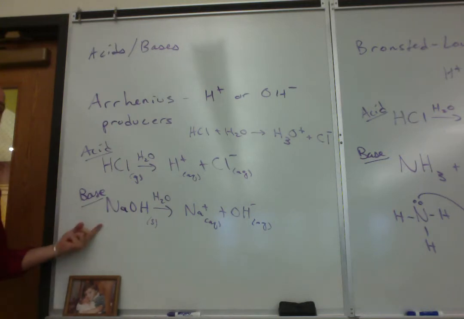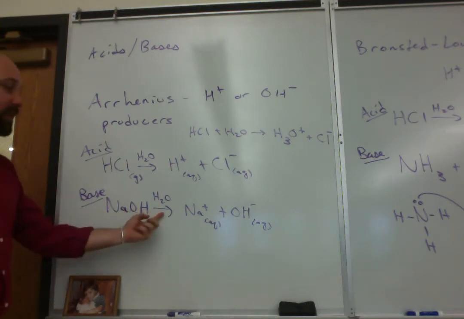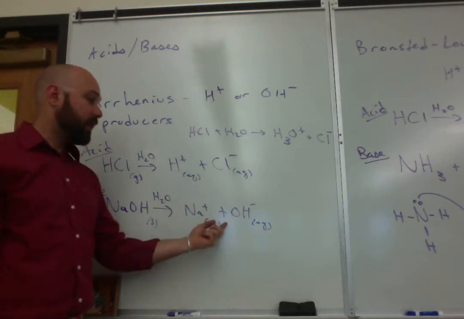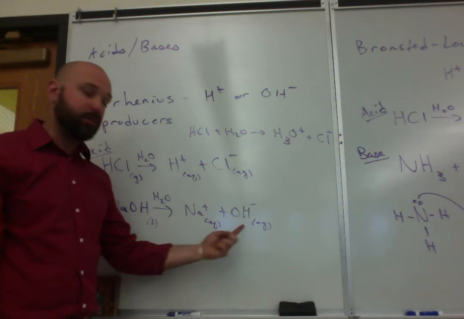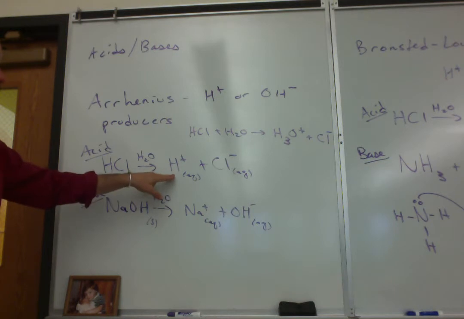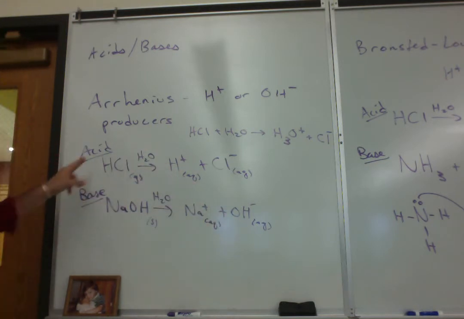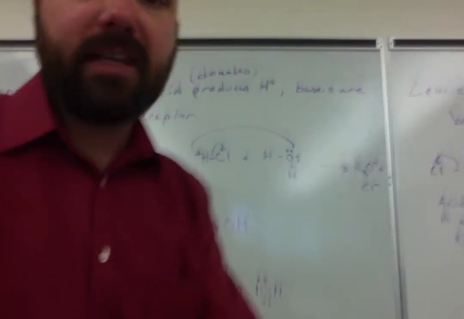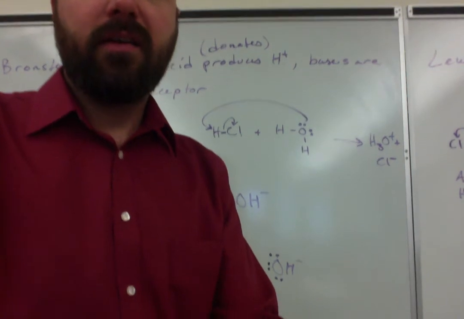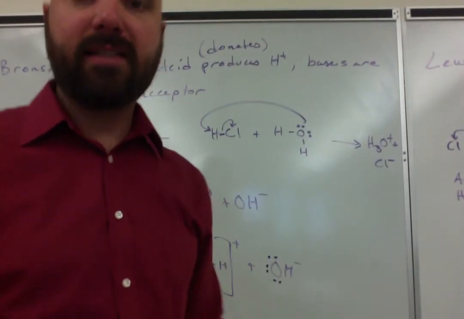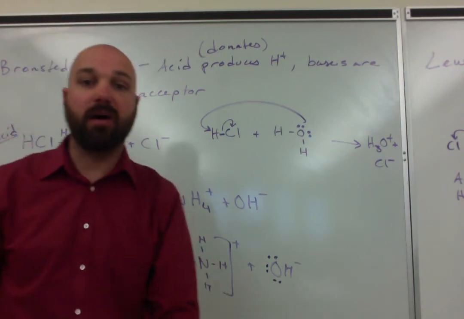Sodium hydroxide is a base. When you mix it in water, we have the sodium ion and the hydroxide ion being produced. So in the end, for Arrhenius, hydrogen ion, hydroxide ion. That's how we're defining acid and base. Now, we're going to get into the next section, but the same idea is holding true: an acid is an acid. So if it's an acid by one naming system, it's an acid by another.